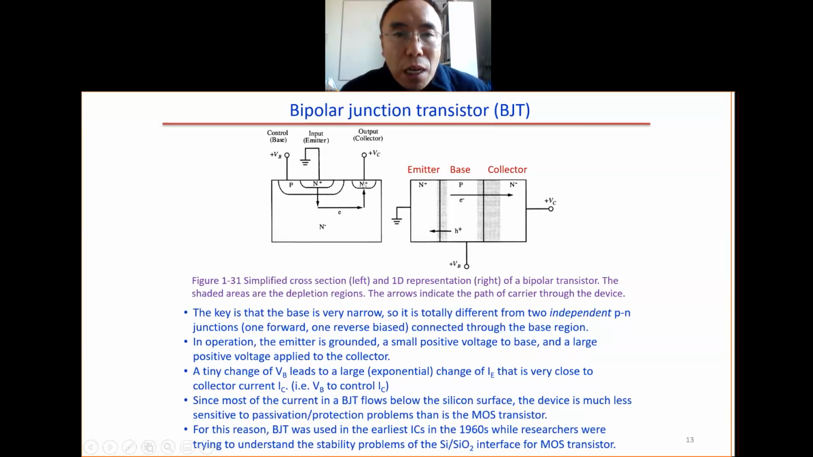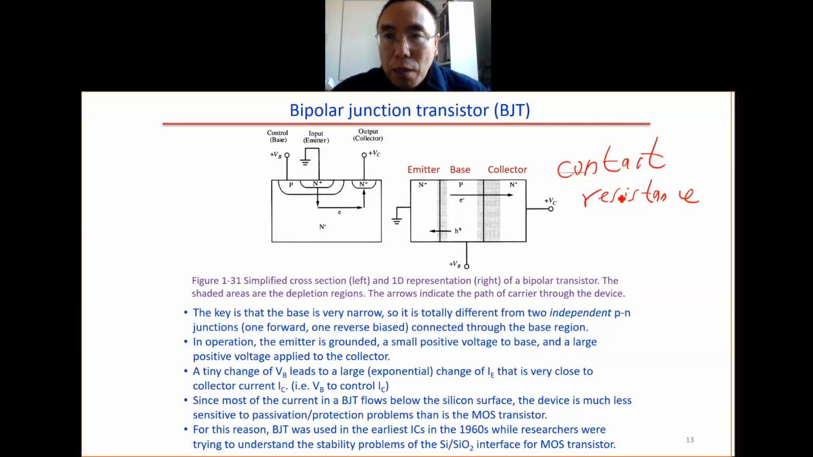This N plus is to reduce the contact resistance. When the contact between the metal and the semiconductor is heavily doped, the contact resistance will be low. So this heavy doping here is to reduce the contact resistance. Then this is the emitter. In operation, the emitter is grounded, the base has a small positive voltage, and we have a large positive voltage on the collector.